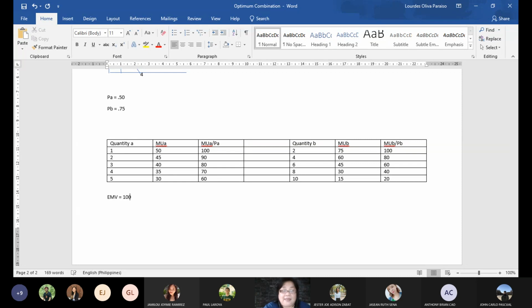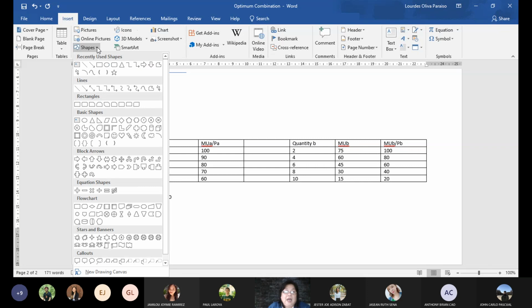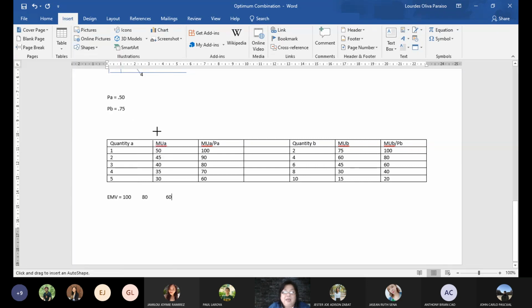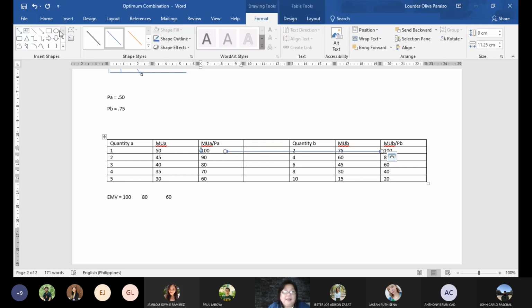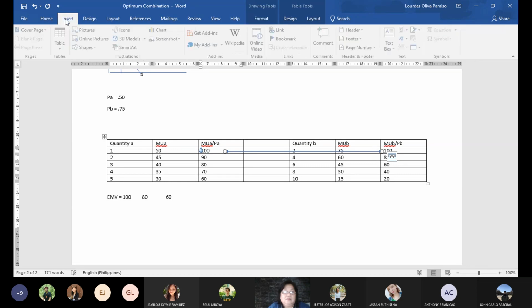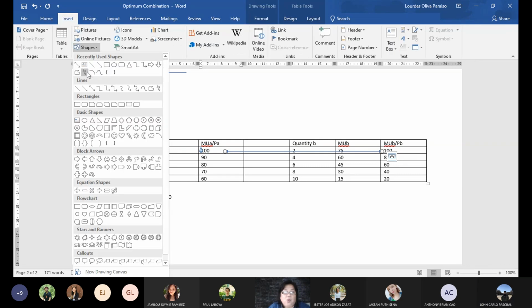Okay. Isn't it 100? And then, you have another one which is 80. And then, you have another one which is 60. Right? The equimarginal value means they are the same. Look at this one. Oh, aren't they the same? Right? Right or not? Correct, po. Okay.